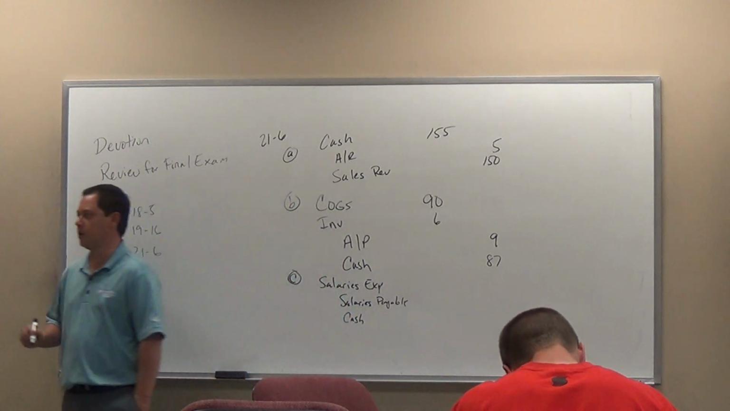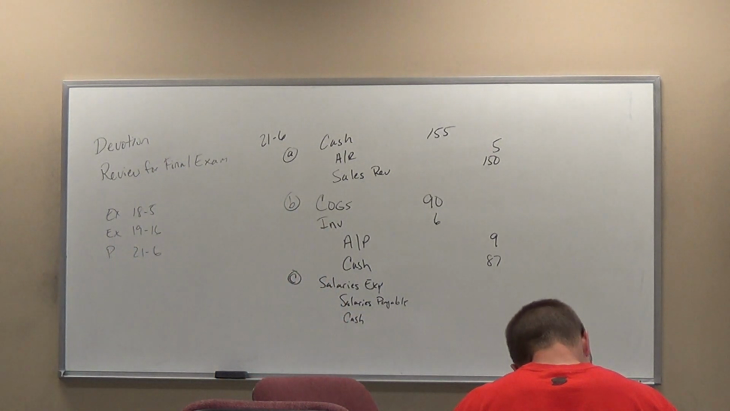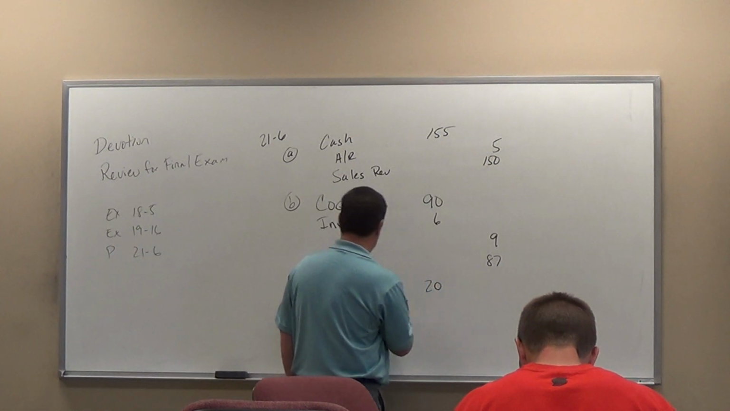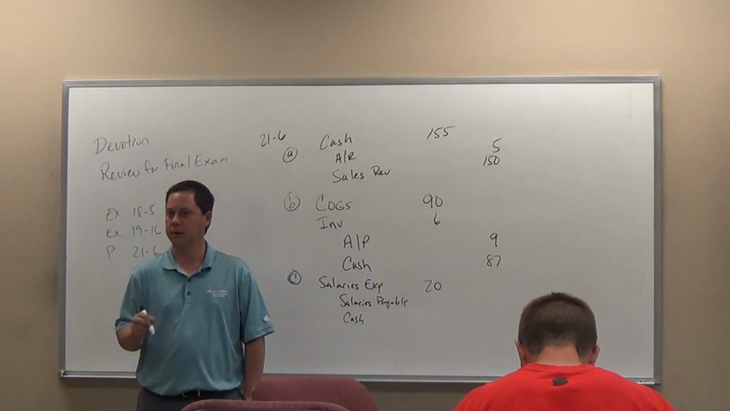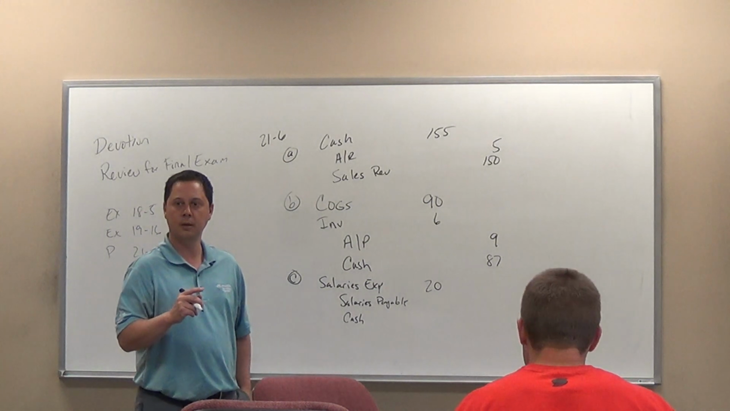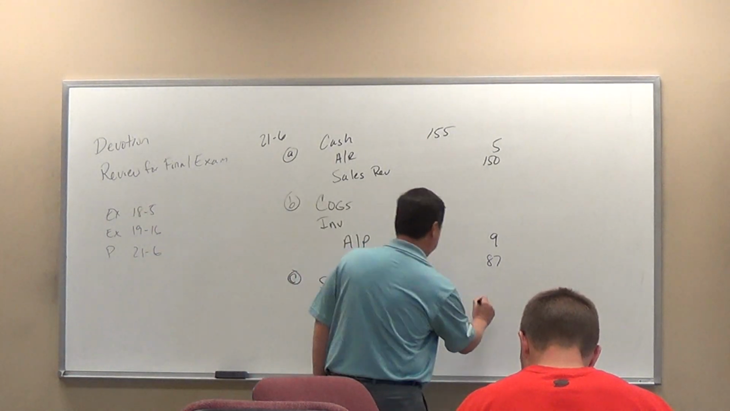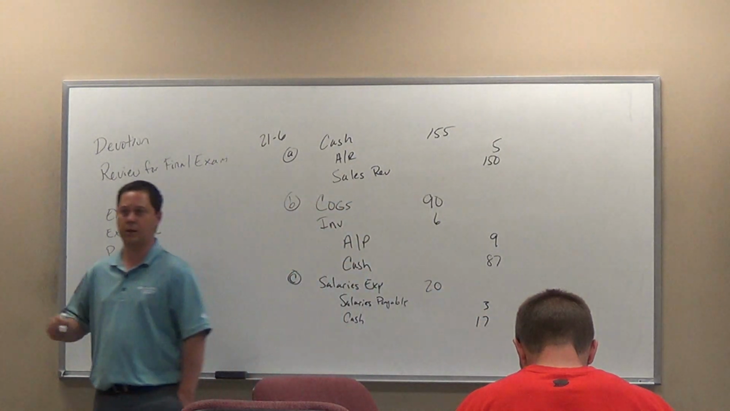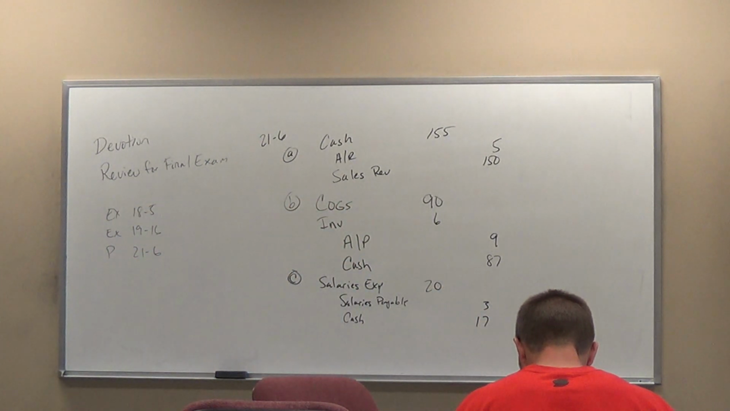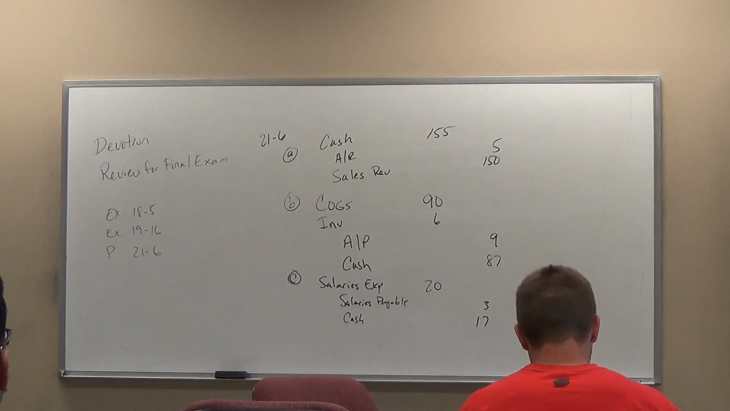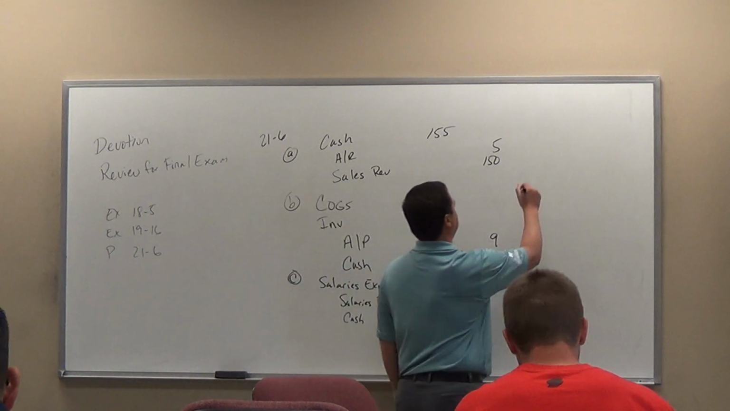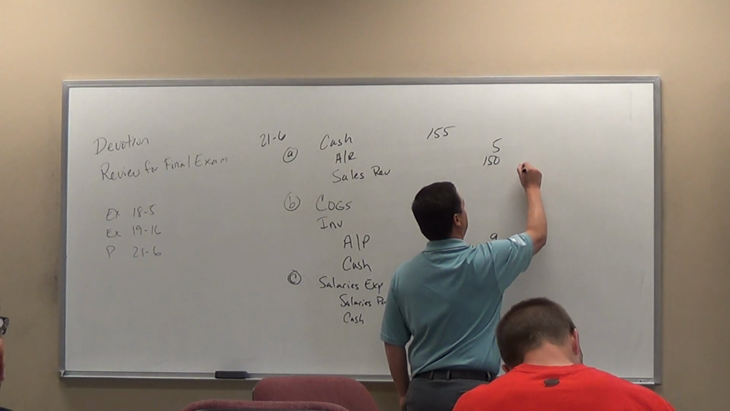All right, so what's our salaries expense? 20? All right. And we have 20. What's our change in salaries payable? Increased by 3. Increased by 3, therefore leaving us with 17 in cash. That's what we paid out. Yeah, we'll try to put this over here. D.